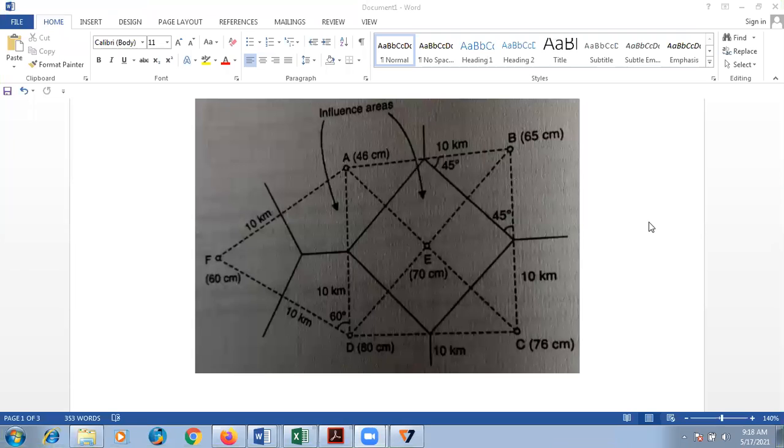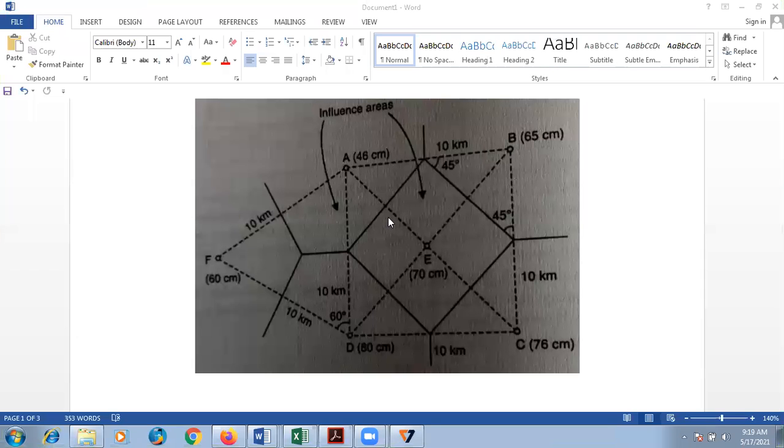Okay, let us start. Can you see the screen now? The sketch is visible? Visible? Yes, sir. Okay, okay.